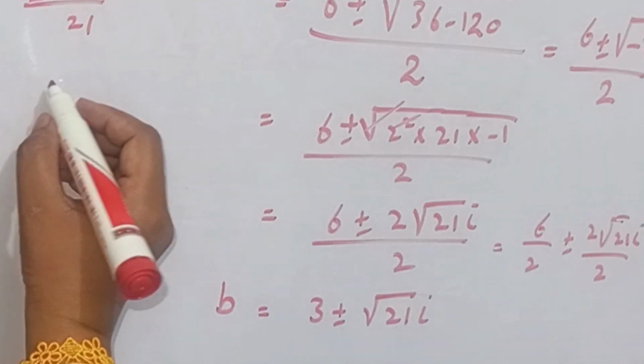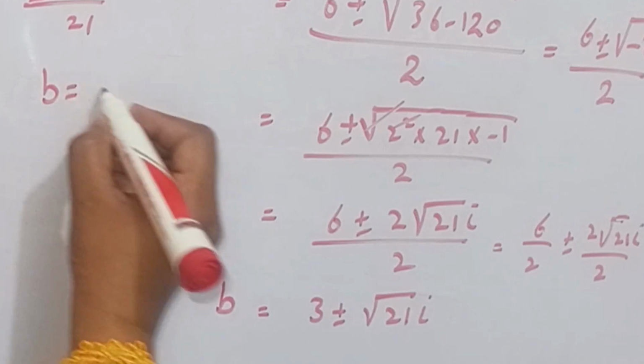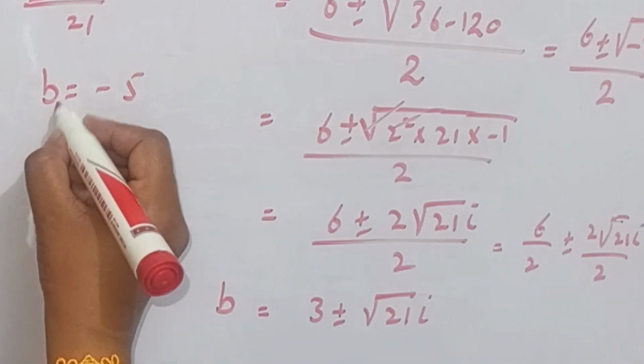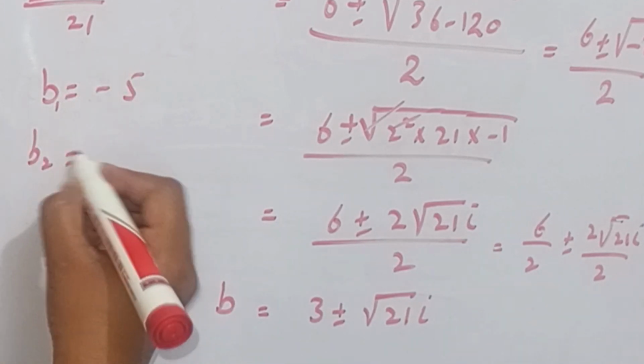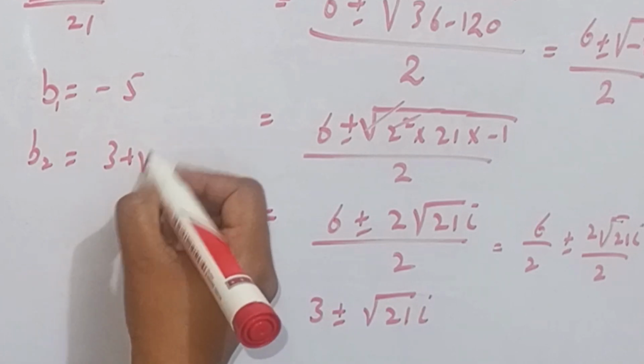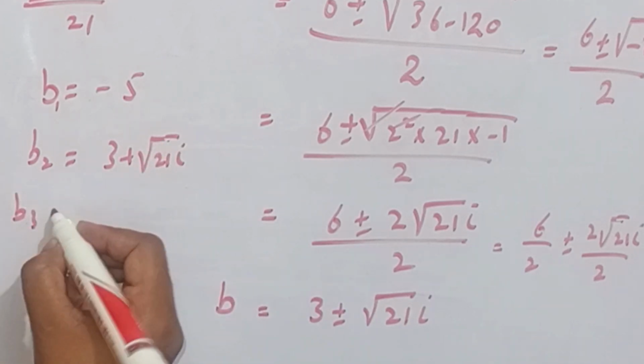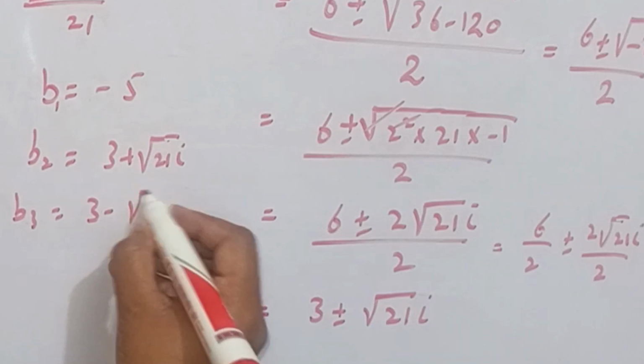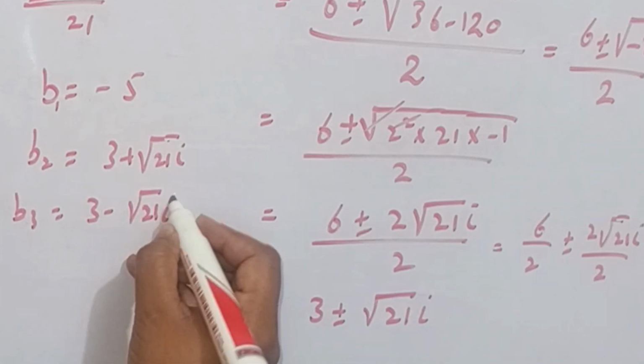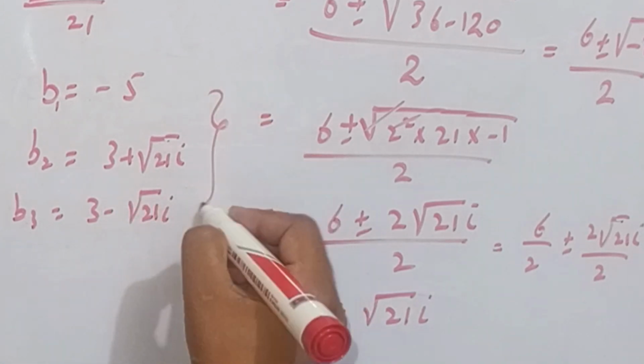Now we get three possible answers. First one is b is equal to negative 5. This is b1, and b2 is equal to 3 plus square root 21 iota, and b3 is equal to 3 minus square root 21 iota. And we have done.